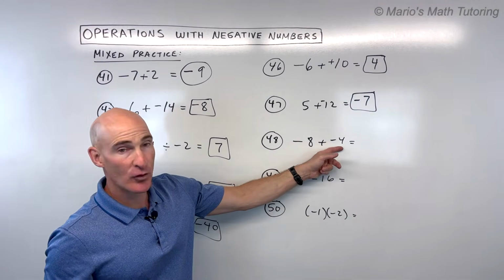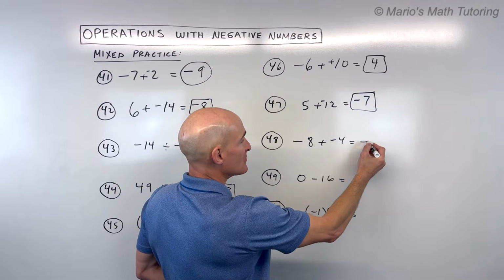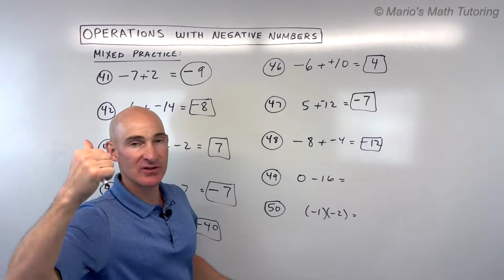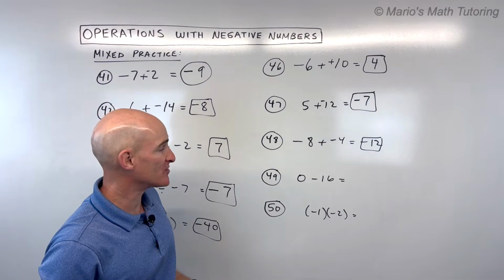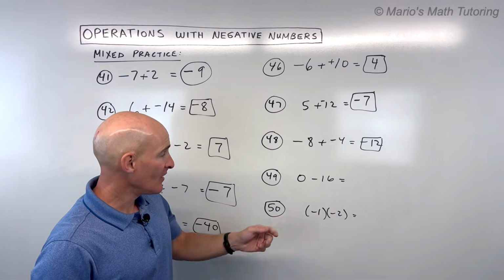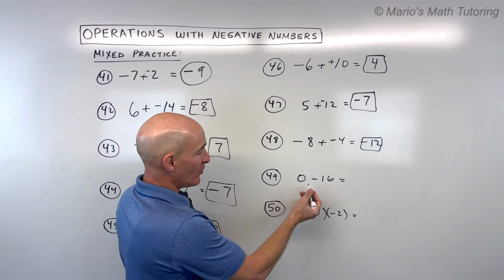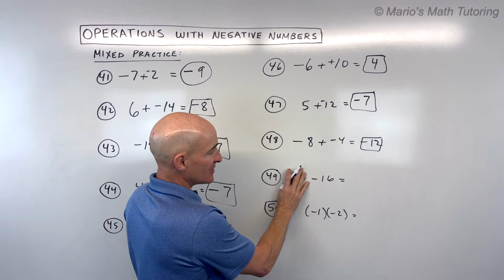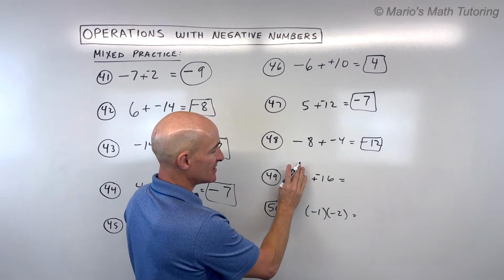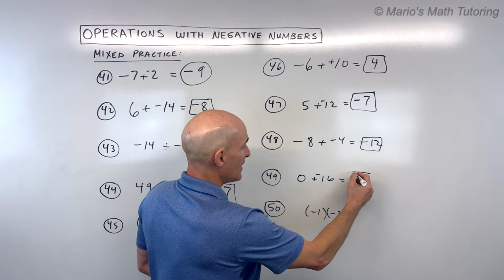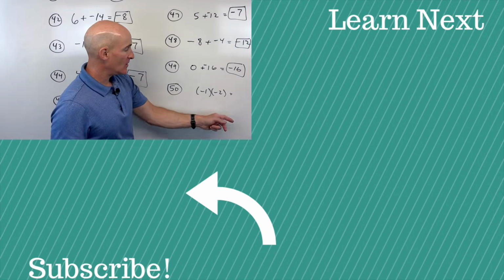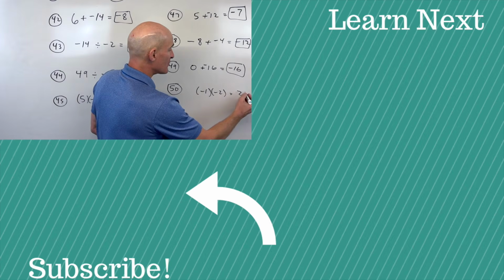For 48, what'd you get? Negative 8 plus negative 4. They're both negative and we're adding, so it's going to be negative 12. Again, it's kind of like walking backwards 8 steps plus another 4 steps. That's walking backwards 12 steps, or a negative 12. What'd you get for 49? 0 minus 16. Well, 0 is kind of like nothing, so you could just say negative 16, but I like to think of it as adding the opposite. 0 plus a negative 16, oh, it's just a negative 16. And then for the last question, a negative times a negative is a positive. 1 times 2 is 2, so this is going to be positive 2.